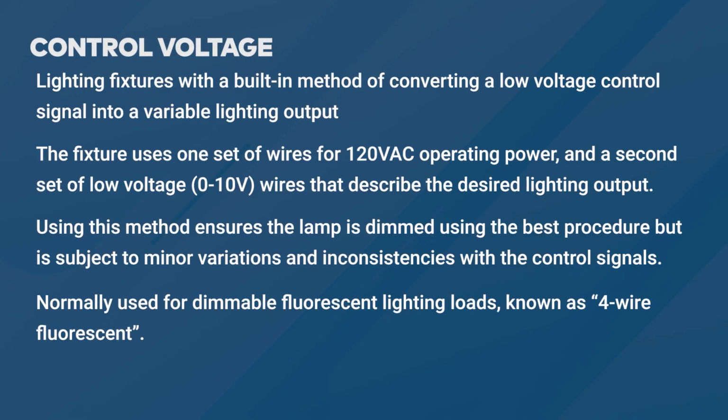For fixtures that do not easily support forward or reverse phase dimming, they may use an internal circuit to vary the lighting output. This is sometimes known as 4-wire control, where the fixture is fed a constant 120 volts for power on 2 wires, and uses a second pair of wires to receive a low voltage signal, which is representative of the desired light output. This method can be effective, but may have variations across multiple fixtures since the length of the control cable can affect the voltage level received at the fixture.